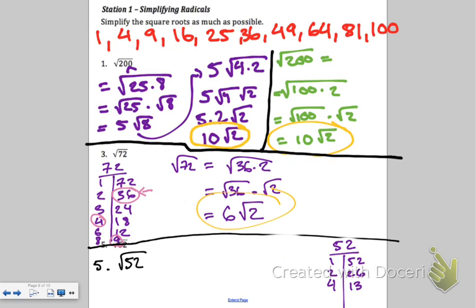Okay, so 52 does have fewer factors, and it only has one factor that's a perfect square number. So we're going to rewrite the square root of 52 as the product of 4 and 13. So we have radical 4 times 13. And again, split this into radical 4 times radical 13. The square root of 4 is 2. 13 is prime. We can't break it down anymore. And we have our final answer in simplest radical form.